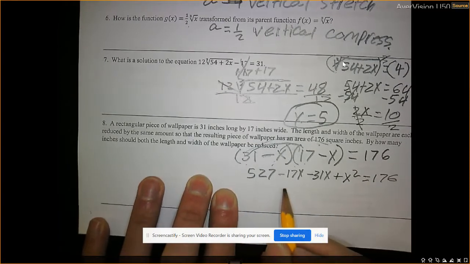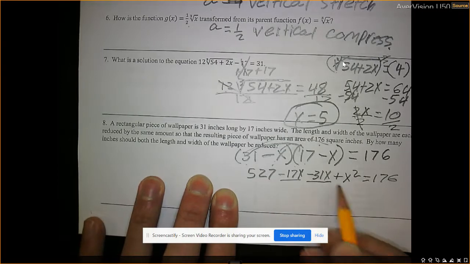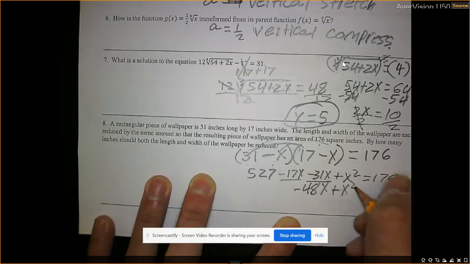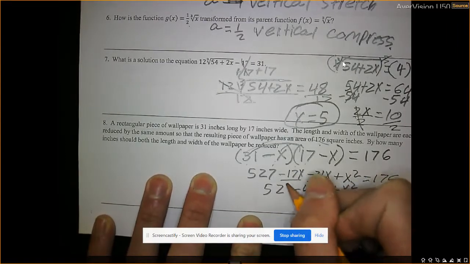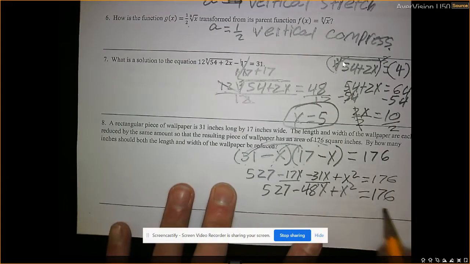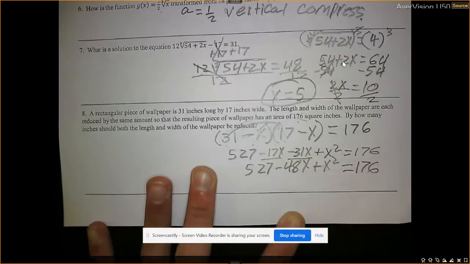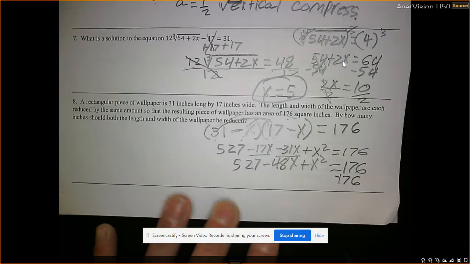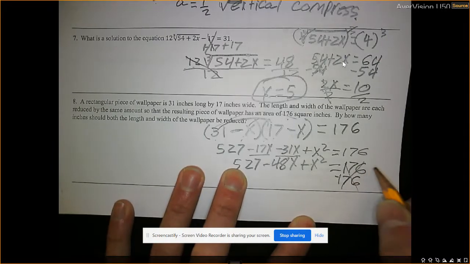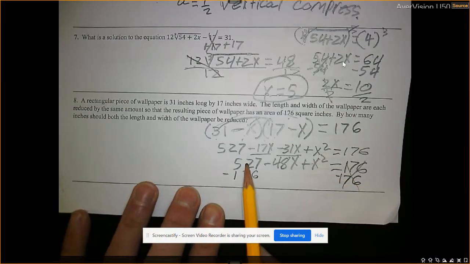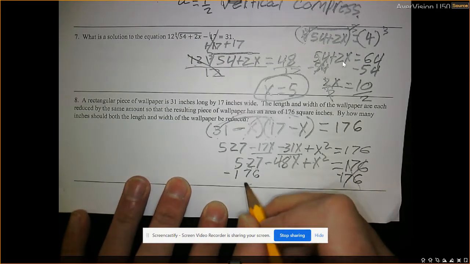I need to now combine my like terms, negative 17x and negative 31x. That makes a negative 48x plus x squared. And we still have this 527 out front equals 176. But if I'm going to solve this type of equation, a quadratic equation, we need to get it set equal to 0. So I want to get this 176 out of here. That's what's going to make my right side equal 0. What I do to one side, I got to do to the other. This is my like term to go with 176. So 527 minus 176 is 351.